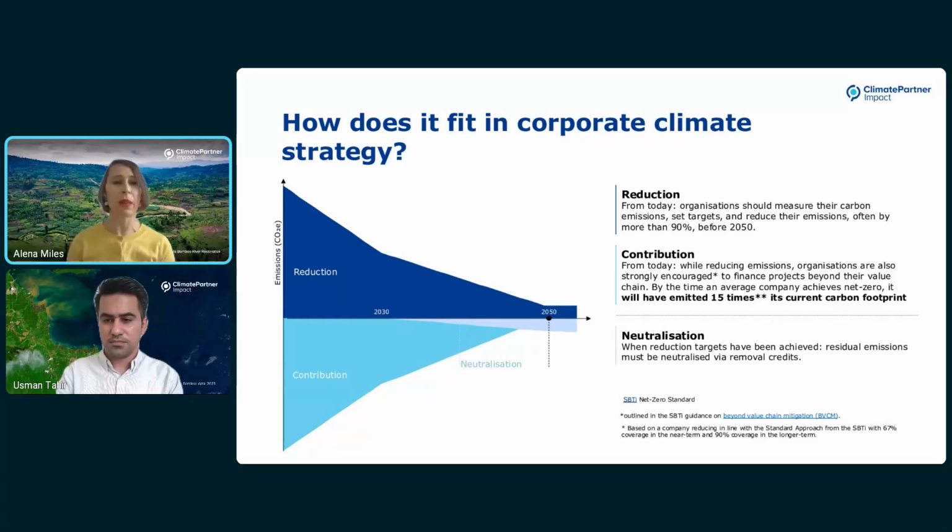And where carbon projects play an important role are the last two, which is contribution beyond your value chain and neutralization. But what sort of projects should you invest in? There are so many different technologies out there. There are technological removals, such as direct air capture. There are nature-based solutions. And there's everything in between, such as biochar, enhanced rock weathering, and many, many others. And they're all important. For us at ClimatePartner Impact, we have a variety of different solutions. And as our global group, ClimatePartner Group, we have access to all of these technologies.